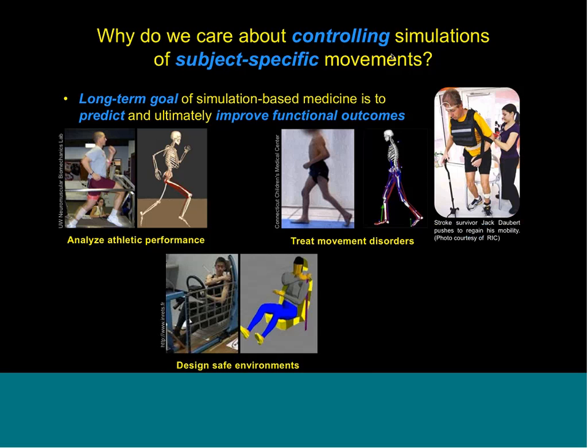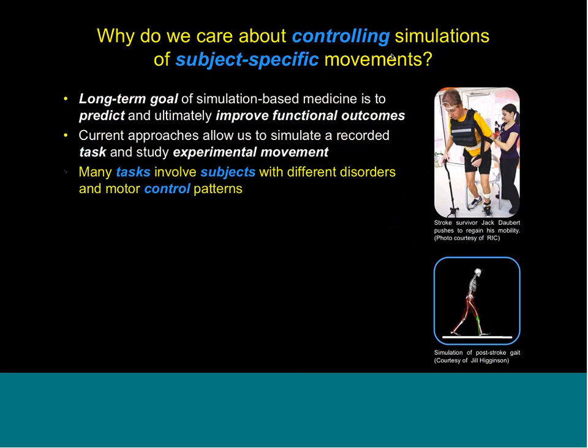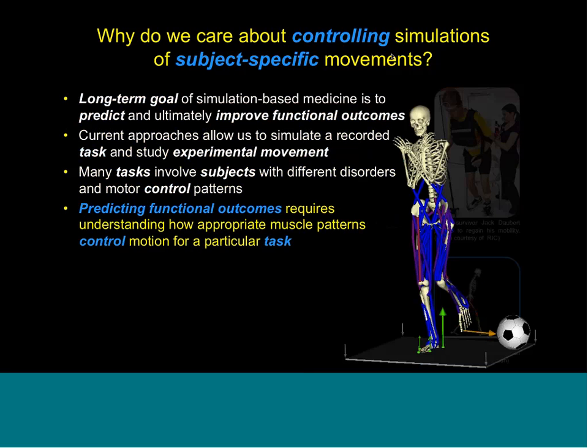Current approaches actually allow us to simulate a recorded task, some experimental task or experimental movement. It could be balance recovery, it could be sit to stand, or, I'll give a shout out to Jill Higginson here, it could be post-stroke gait, and this is a simulation from her lab. Many of these tasks involve different disorders and motor control patterns. To achieve the long-term goal of simulation-based medicine and really predicting functional outcomes requires us to understand how appropriate muscle patterns control motion for a particular task, whether the task is balancing on one foot during sports or walking on 2 feet despite a disability.